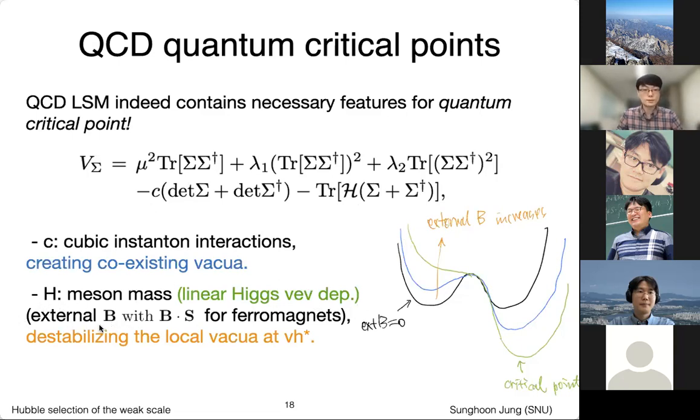And that's very analogous to the external B field in the ferromagnetic example that I have described. If you have an external B field in the Lagrangian, we have a B dot S contribution, and one of the spin directions is preferred over the other. Okay. So this linear term, which is the meson mass, provides the same bias between two vacua. Of course, in this case, sigma contains 18 real scalar fields. So the field space is 18 dimensional, not just one dimensional. So it's very complicated, but the basic feature is the same. We have degenerate vacua when H is zero, but if we increase H, there is a bias. And at some point of H, the higher energy vacuum becomes unstable. And H in this case is the Higgs vev. So we have all the necessary ingredients.